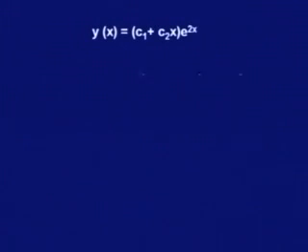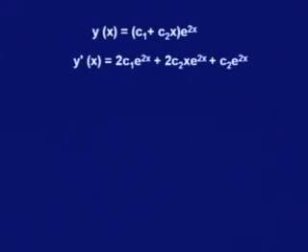For that, we find out y(x) and its derivative. What will be the derivative of y(x)? y(x) is C1 plus C2x times e to the power 2x. So, its derivative is 2 C1 times e to the power 2x plus 2 C2x times e to the power 2x plus C2 times e to the power 2x. The derivative of x is 1.